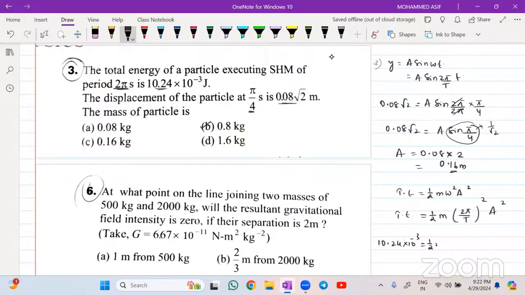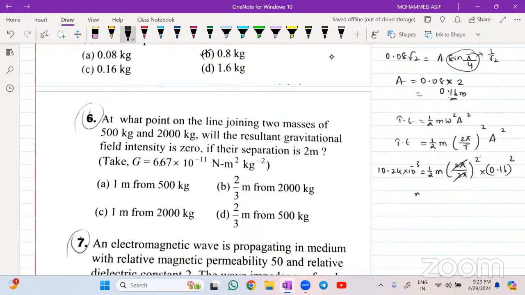That is equal to half mass, which we have to find, into 2 pi divided by capital T. The time period is given as 2 pi, whole square, into amplitude 0.16 whole square. So this 2 pi will get cancelled. Calculate the mass; simplify this and that will give me the mass. How much do you get? 0.8 kg. Very good. I hope we can do this calculation.